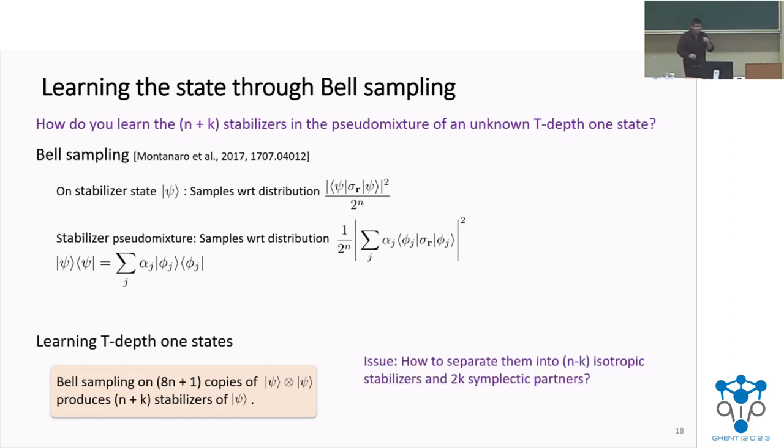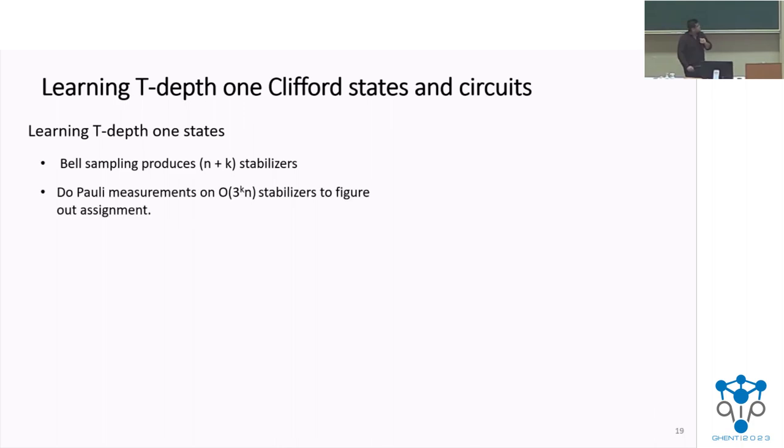The issue is that to get the full description, you still actually need to separate them out into n minus k isotropic stabilizers and 2k symplectic partners. And this is kind of hard to do just by brute force. But instead, what one can do is just do Pauli measurements on order of 3^k n stabilizers to figure out how you assign the different coefficients.